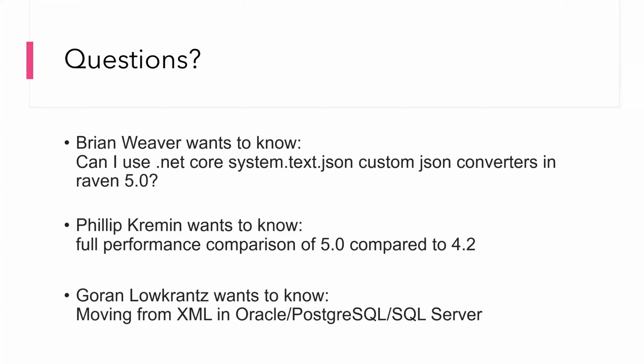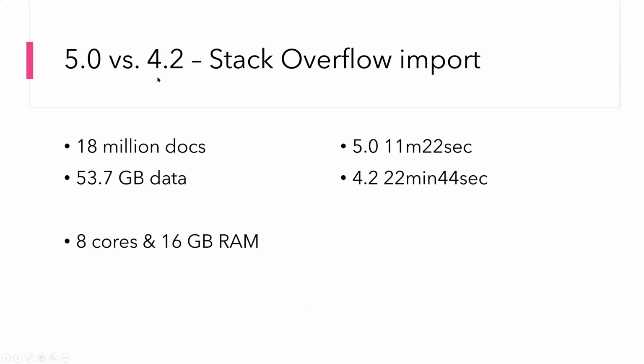Now, Philip is asking about the performance differences of 5.0 and 4.2. I kept this as the last thing because I'm talking about this. This is the Stack Overflow dataset. This is the rough size of the data, 80 million documents. In 5.0 on this machine, that's 11 minutes and 22 seconds. The 4.2 release, 22 minutes, so about twice as much.